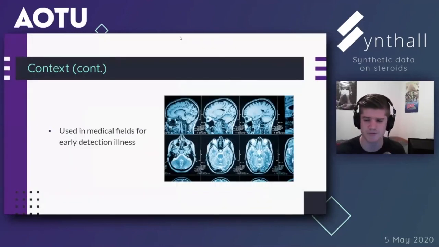It's also used in medical fields as well. There have been a few studies showing machine learning doing early detection of illnesses or tumors in brains that can be identified much quicker and much easier than some doctors can do it. So there's a lot of applications ranging from everything that machine learning can be used for.